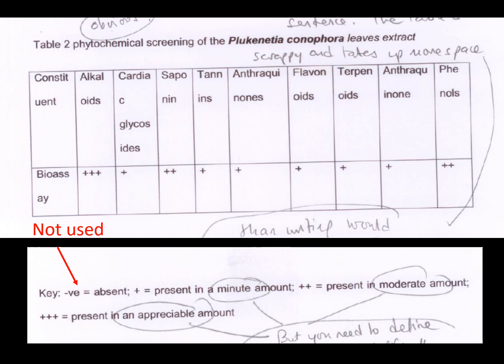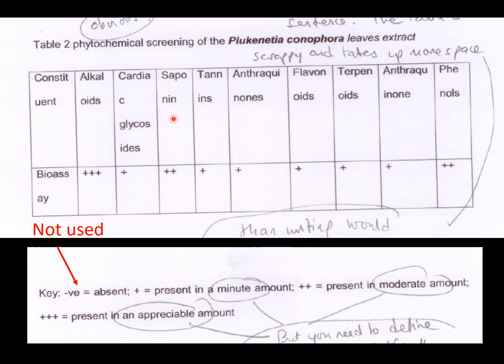Okay, and this is from the same work, and what they've got, now this is really bad. You can tell I went to town on this. If you look at this, you've got things going over lines. That should say constituent, alkaloids, cardiac, and so on, tannins. Everything goes over the line.